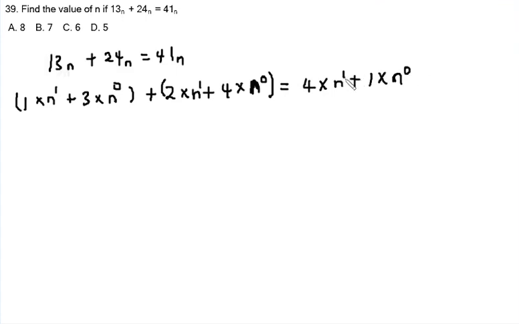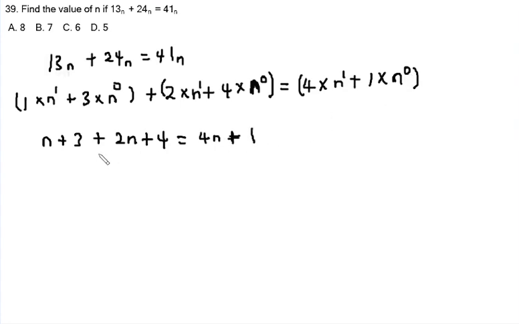Okay, so from here, I'll be saying 1 times n is n plus 3 times n naught. 3 times n to the power of 0 is 3. So plus 2 times n to the power of 1 is 2n. Plus 4 times n to the power of 0 is 4. And then this is equal to 4 times n to the power of 1 is 4n. Plus 1 times n to the power 0 is 1.